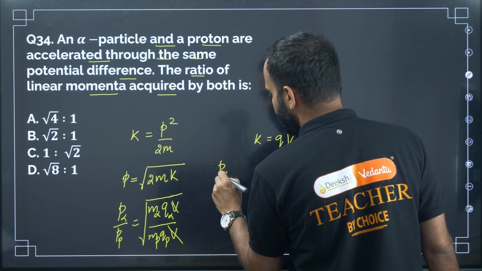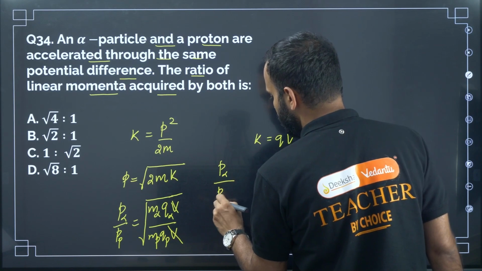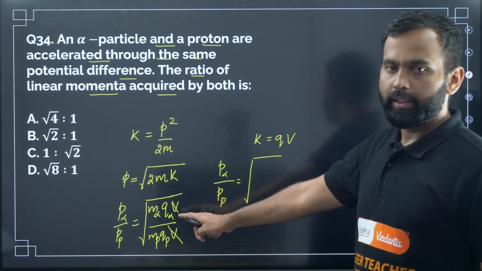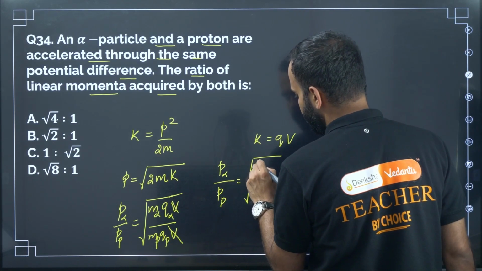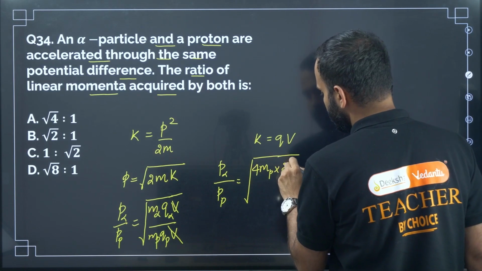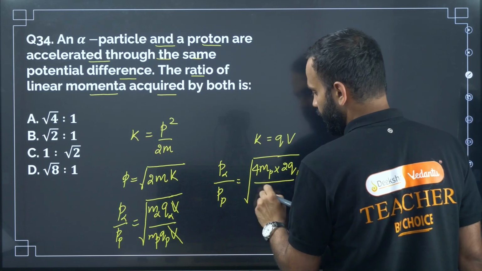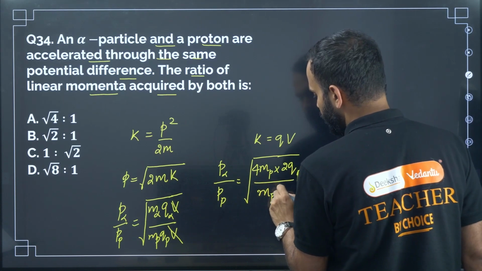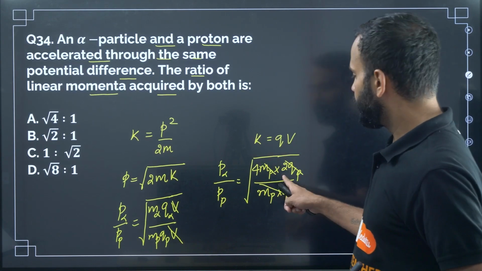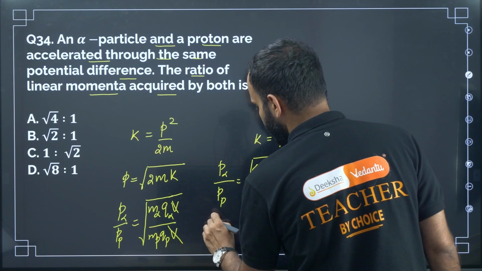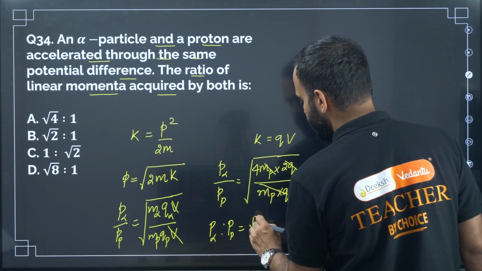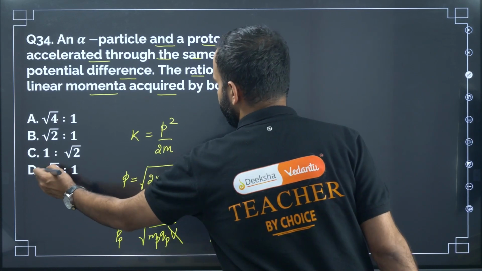So now p alpha divided by p of proton is equal to root of the mass of the alpha particle, which is 4 times the mass of the proton, so 4 mp, into the charge of the alpha particle, which is 2 times the charge of the proton, whole divided by mp into qp. mp into qp will get cancelled. 4 into 2 is 8. So finally p alpha is to p of proton is equal to root 8 is to 1. The correct option is D.